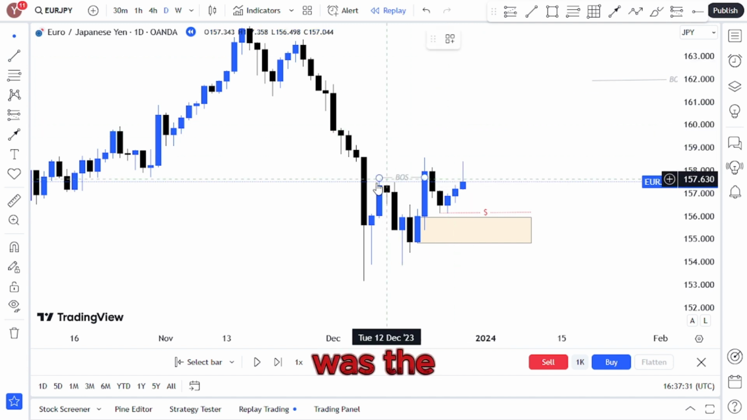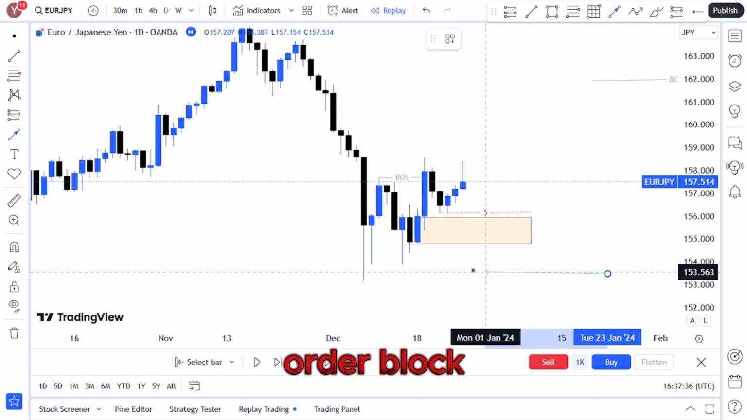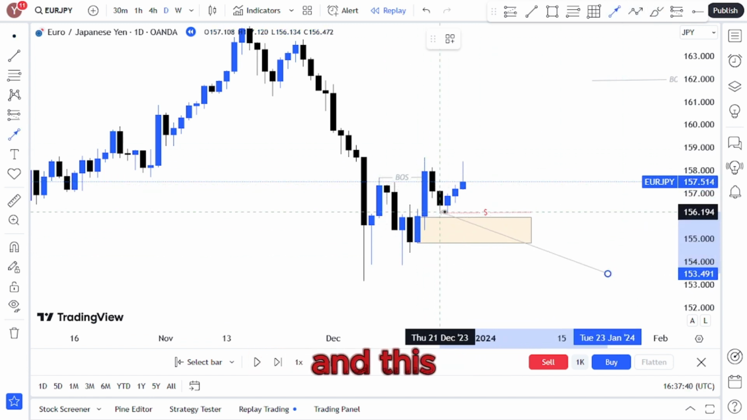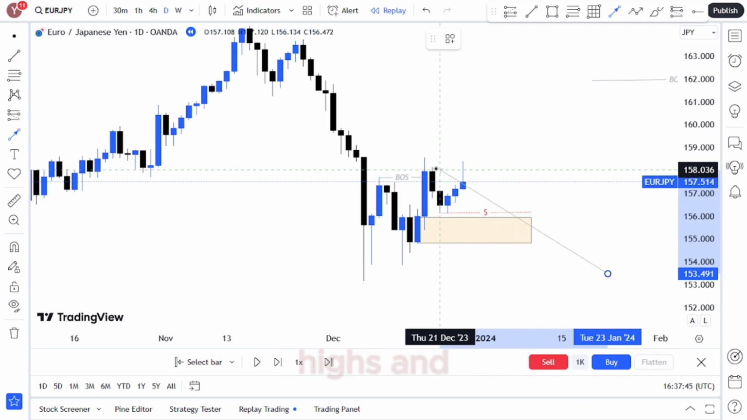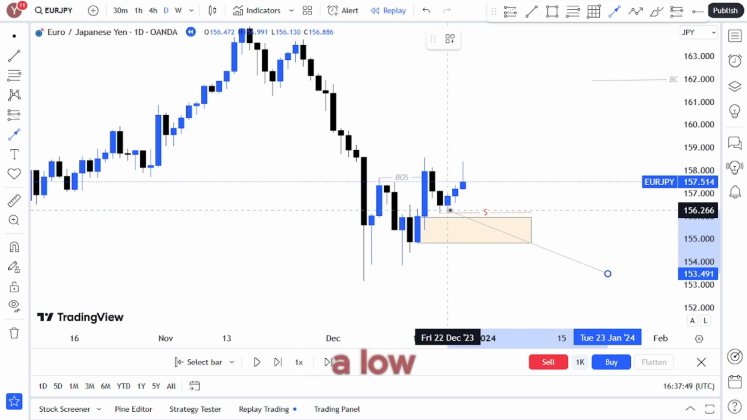So this was the break of structure that we had. This is your order block. Remember what we talked about? Order block is the last candle before an impulsive move that breaks structure, right? And this low is your liquidity. Remember we talked about liquidity. Liquidity sits at each highs and lows in the market. So this is a liquidity. It's sitting at a low.